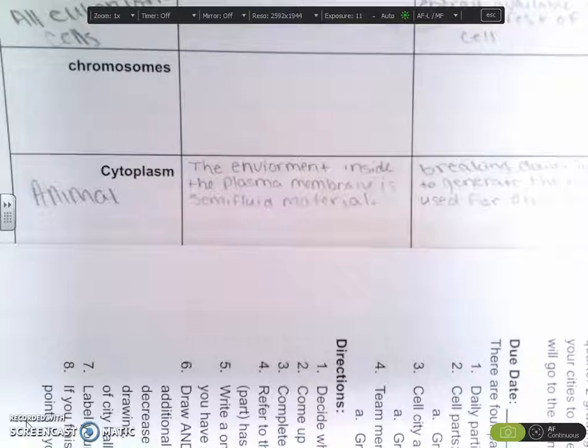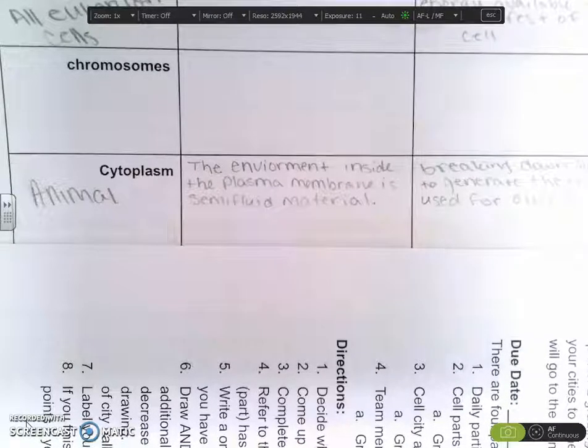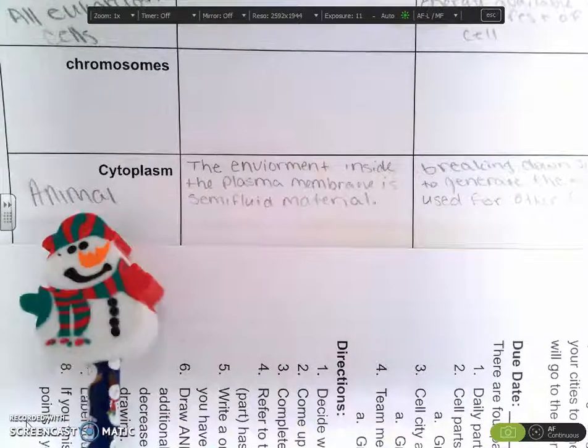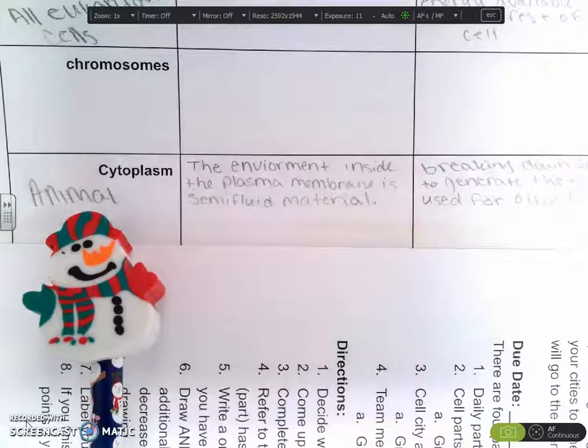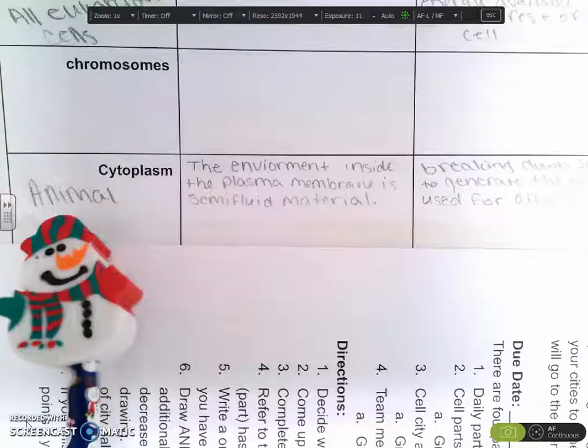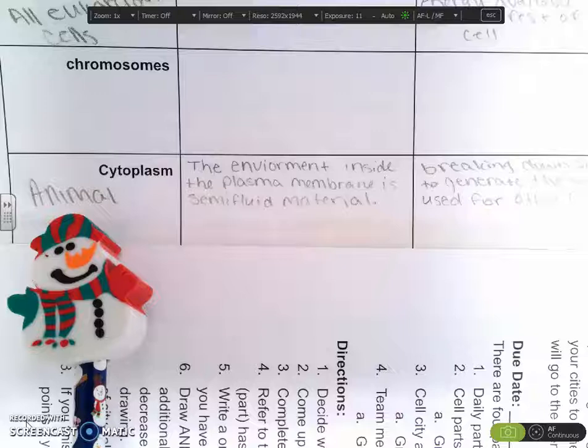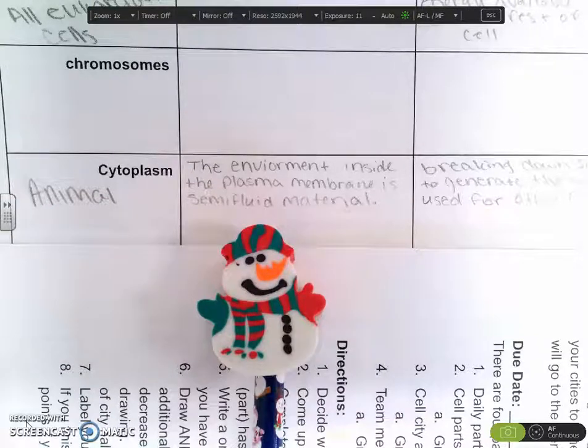So the first thing you're going to do on this sheet is to decide the structure that we're discussing, if it's an animal, a plant, or if it's found in both animal and plant cells, and to write down either animal, plant, or both. The next line, it's all about the structure. Where is it located? Why is it there? What does it look like?